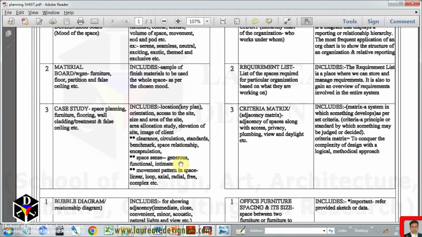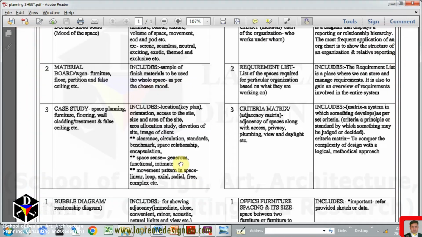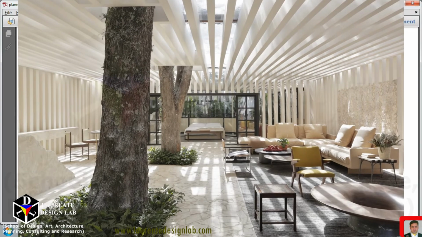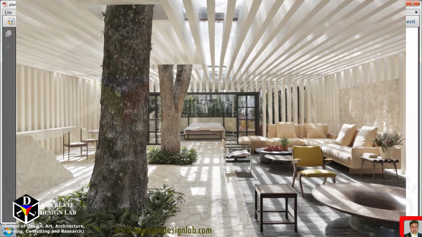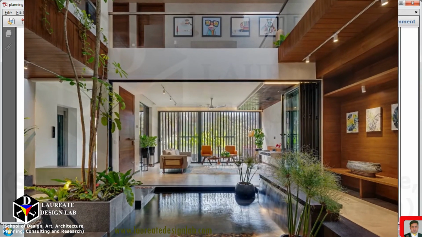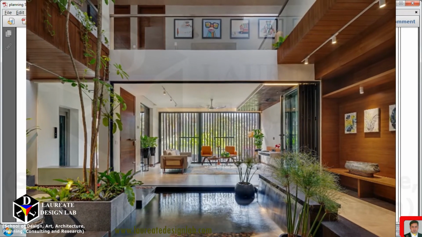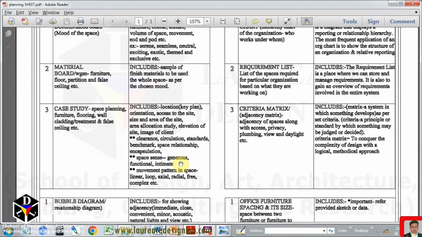Intimate means you have very compact space, which is very challenging to design. Generous means you have various open spaces, to create interest, to create more luxury out of the space. So we'll have to talk about that also in the case study. Then movement pattern in this space, whether it is linear, loop, axial, radial, free or complex.